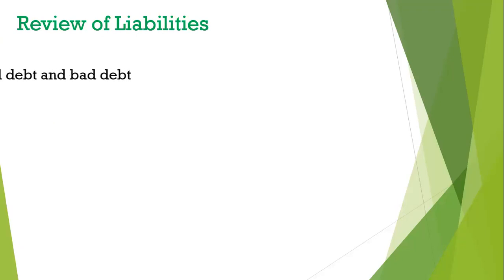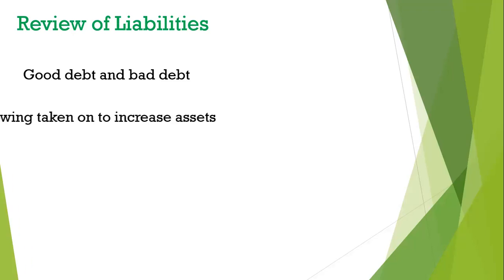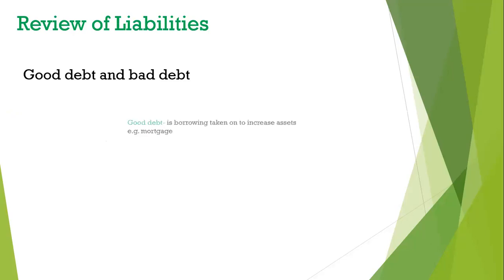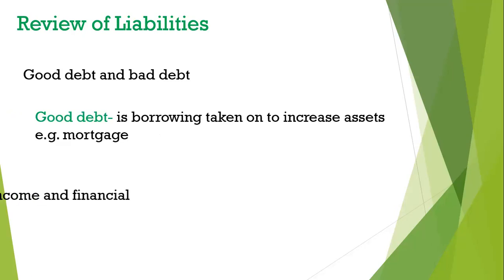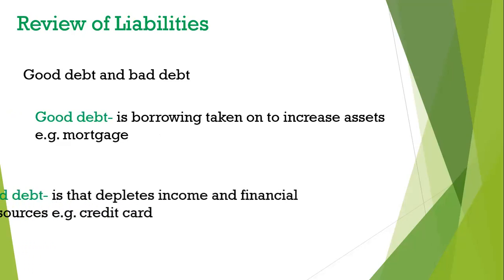So let's go ahead. You're reviewing your liabilities. What do you check? Liabilities have been categorized into good debt and bad debt. Good debts are things that are considered to be helping you build assets. So that one is a good debt: it's borrowing taken on to increase assets.